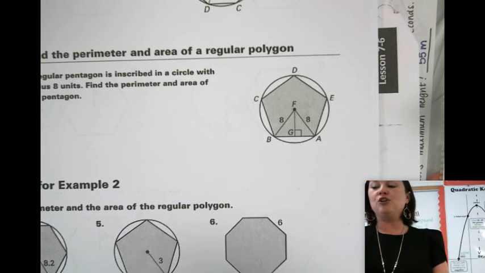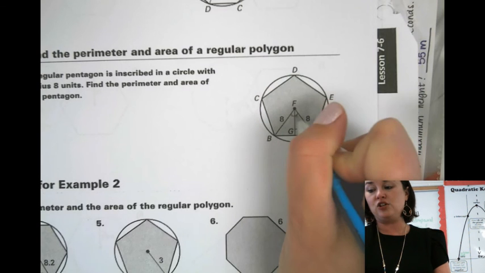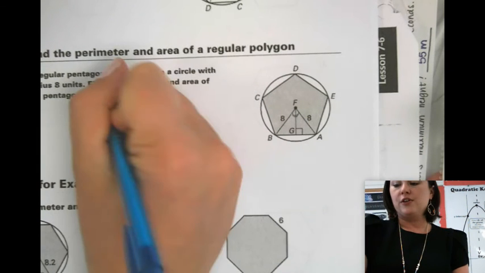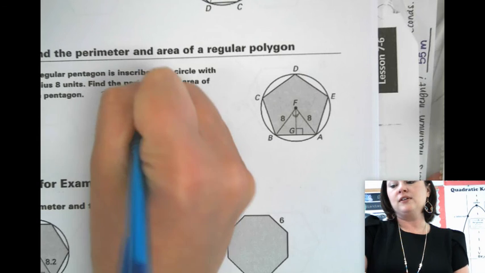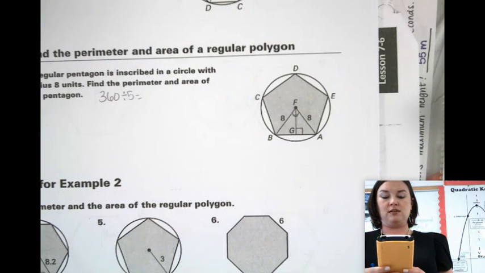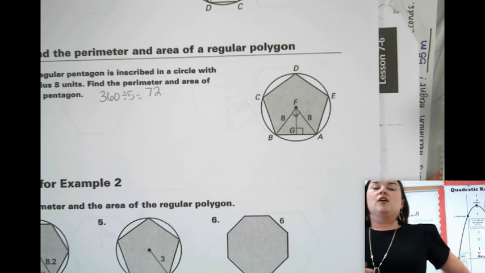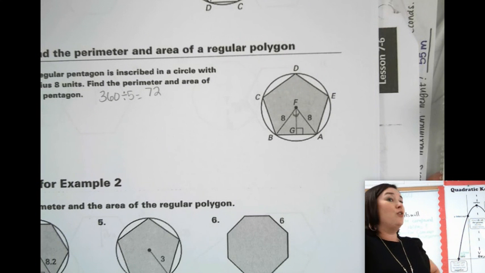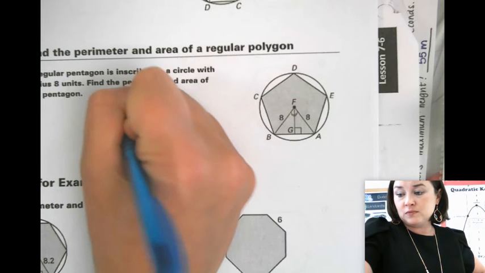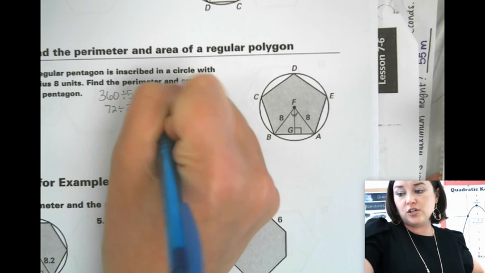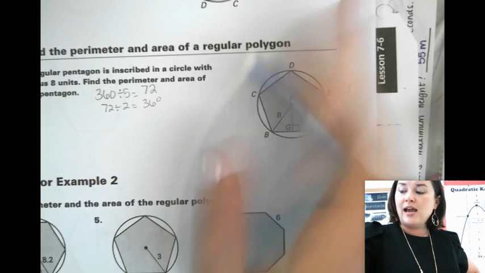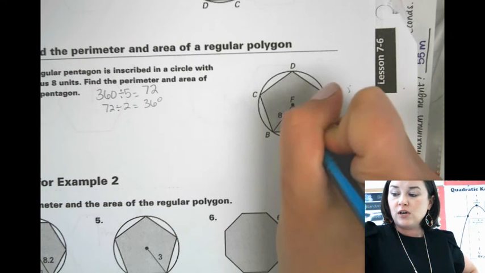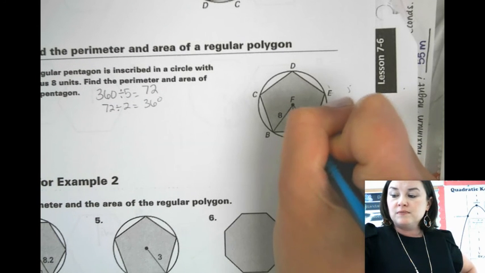So the first thing I need to do is find the measure of this angle. How would I find the measure of this angle right here? 360 divided by 5. And that gives me 72. That's not the angle of the right triangle. That's the angle of the whole piece up there. So I'd need half of it to find that angle on the top of the right triangle, correct? So half of that would be 36 degrees. So what I'm saying here is that angle GFA, this piece right here, is 36 degrees.